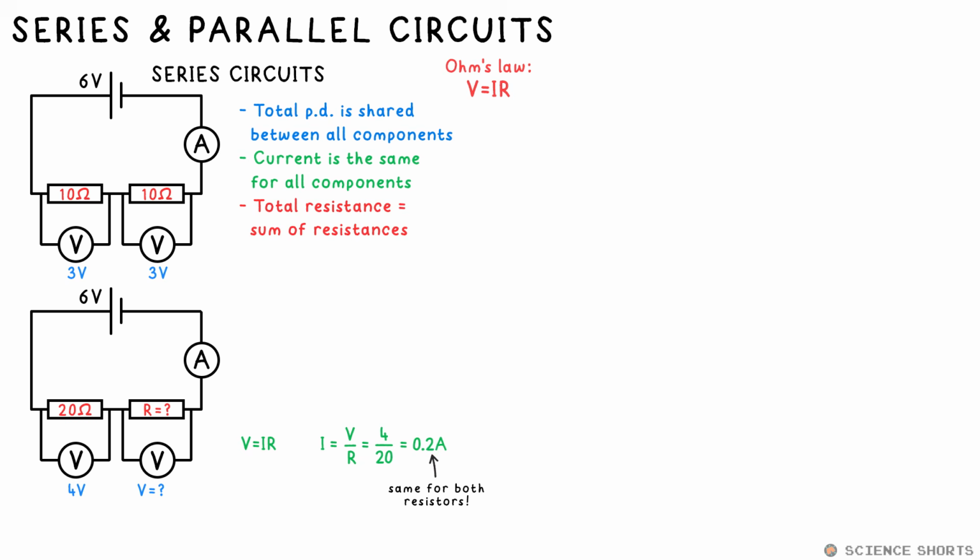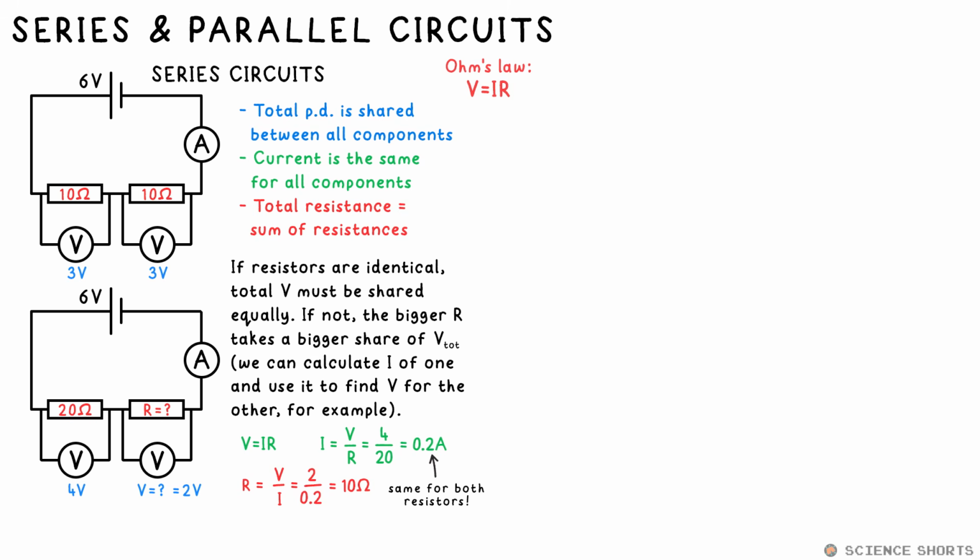Rearranging Ohm's law, we get I is equal to V over R, so that's 4 divided by 20, 0.2 amps. And that's going to be the same for the second resistor too. Is there also a second thing we know about the other resistor? Why, yes, there is. Remembering the first rule, we know that if the first resistor is using 4 volts of the total 6 volts, the other resistor must be using up the remaining 2 volts. We then use Ohm's law again to find its resistance, which is 10 ohms. The rule of thumb for series circuits is this: the greater resistance gets the greater share of the total PD.